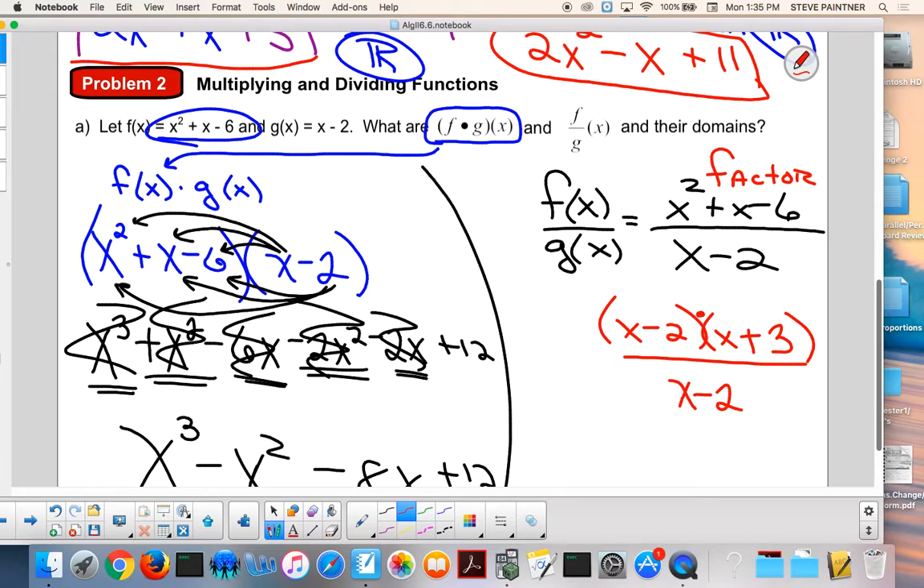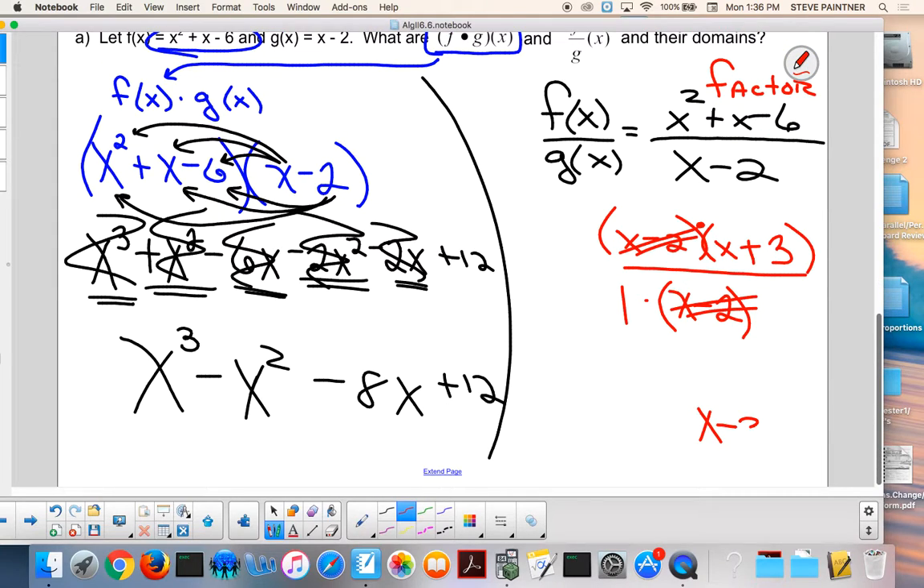I do have multiplication here. Where's the multiplication here? It's multiplied by 1. Yeah, it's basically this times 1. Tell me what cancels. X minus 2 with an x minus 2. They're gone. And the answer is x plus 3 over 1, which is really x plus 3. Okay. So how do you do this division stuff? You factor the top, you factor the bottom, you cancel out whatever is the same.